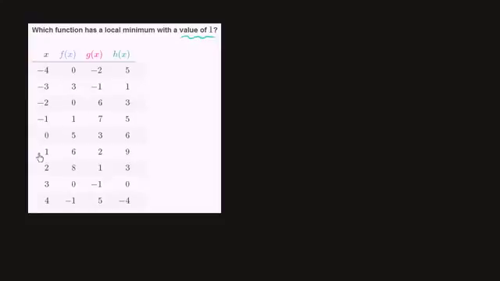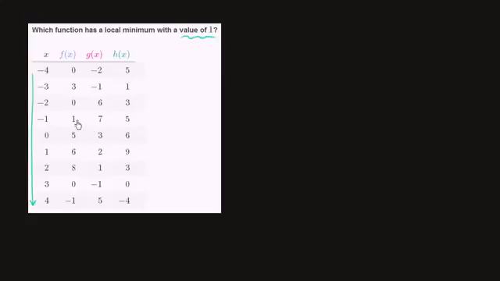So they tell us the x values, and we see x increasing from -4 all the way to +4. So our x values are increasing, and they give us different functions here. And they essentially say which of these functions have a local minimum value where the value of the minimum is 1. So they hit a minimum point at 1. So that means that the value of the function must be 1 at that minimum point.